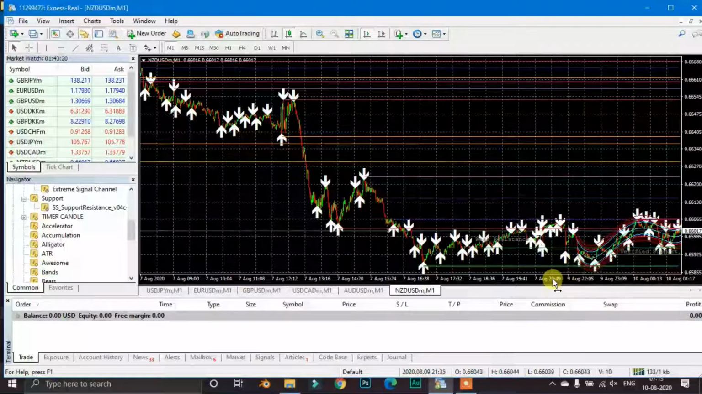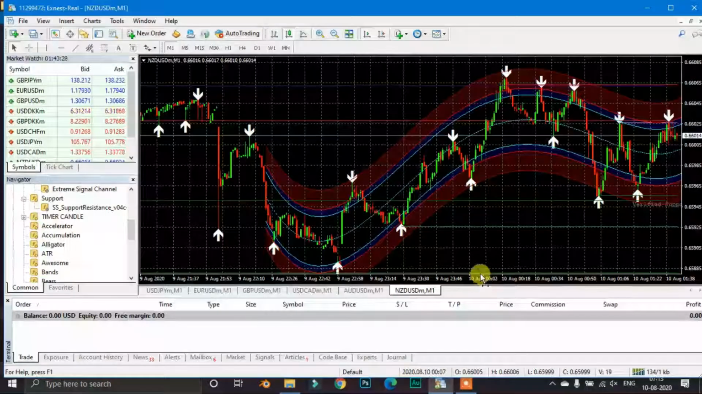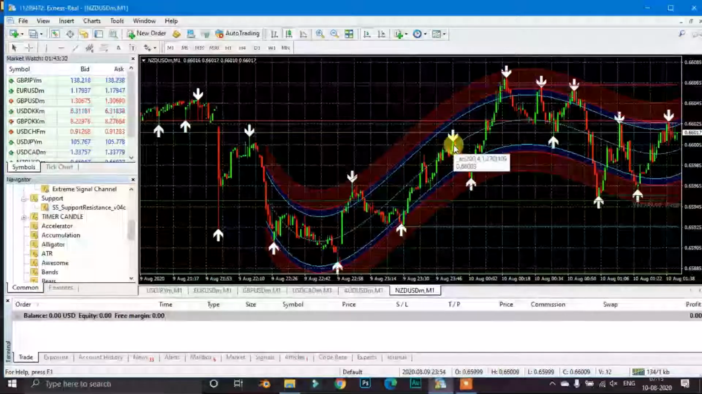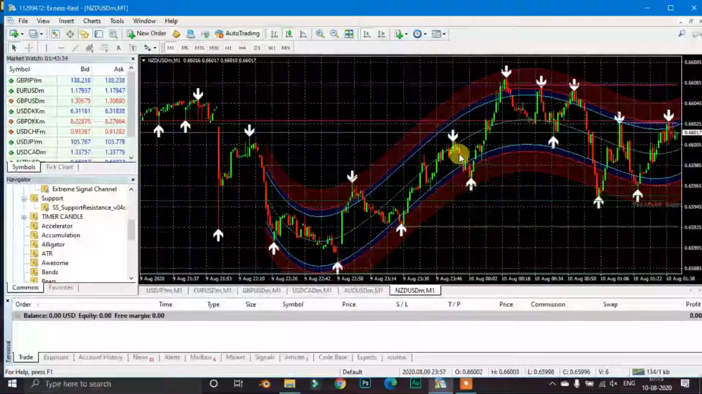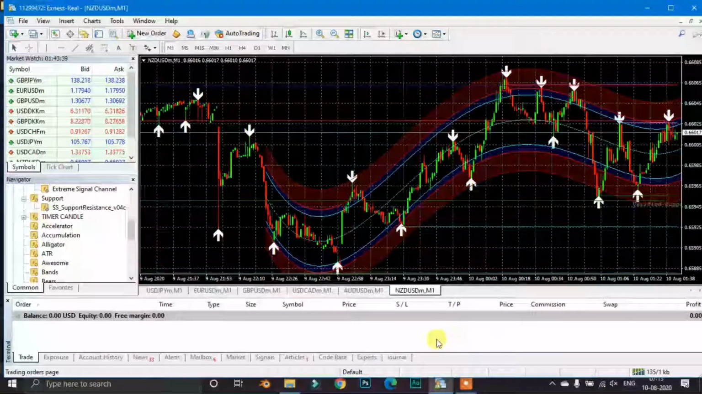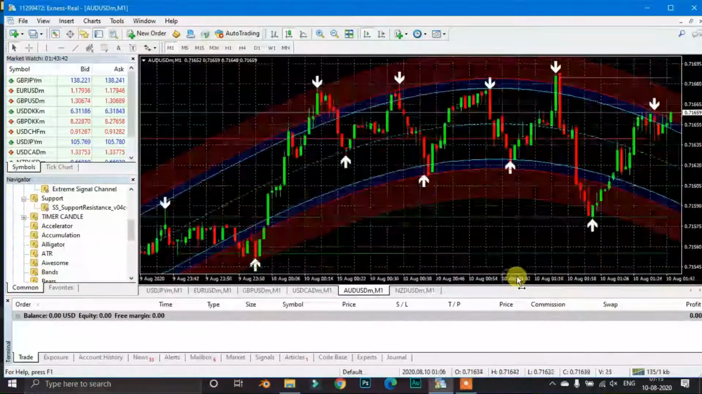So you have to always take a resistance level trade or a support level trade. Otherwise, if you take a trade in the middle portion like this, you may lose all of your money. This is the only way the indicator is gonna work.